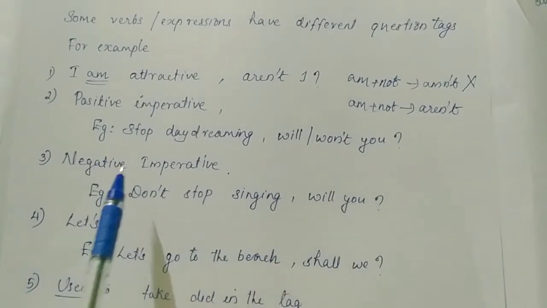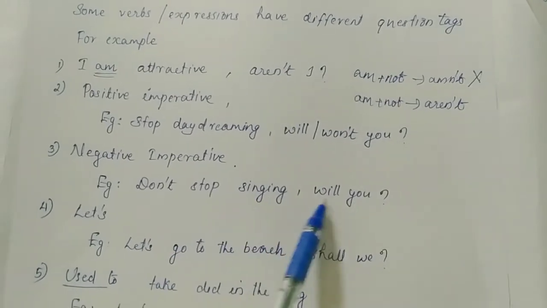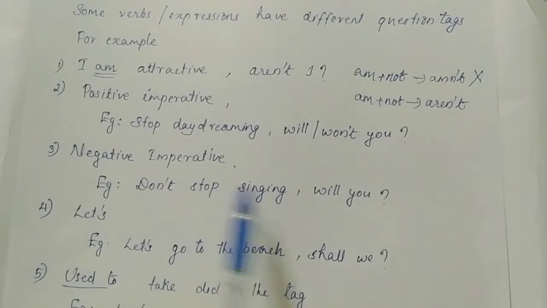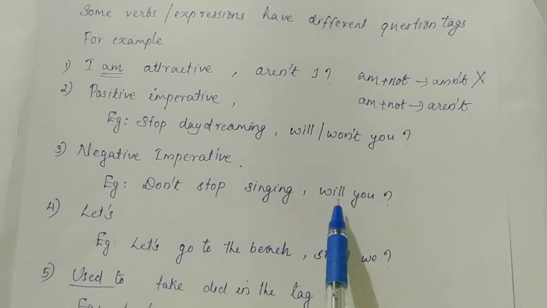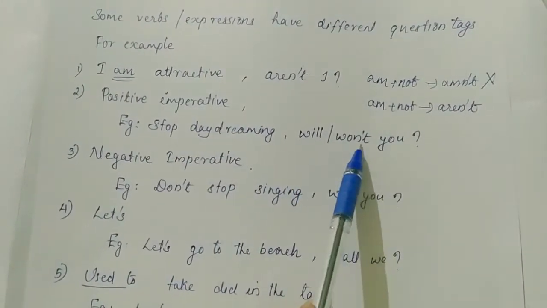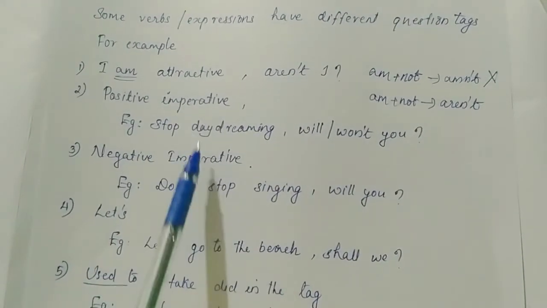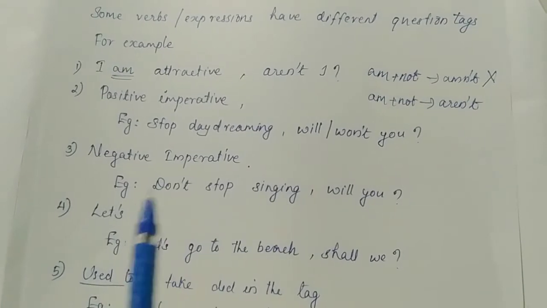Both are correct. Negative imperative, don't stop singing. Will you? So negative imperative will be positive only, will you. But positive imperative, both we can write, will or won't. In which cases? Imperative sentences. Imperative sentence means order, suggestions, advice.